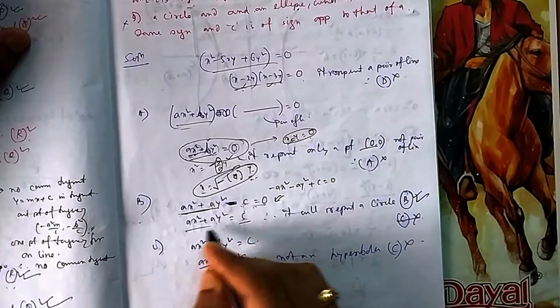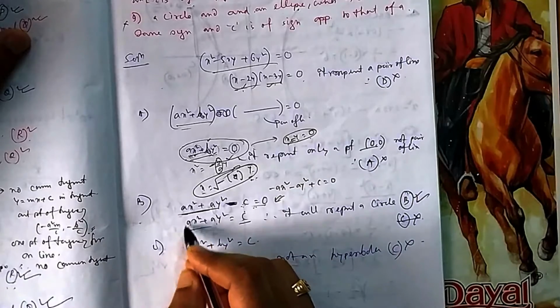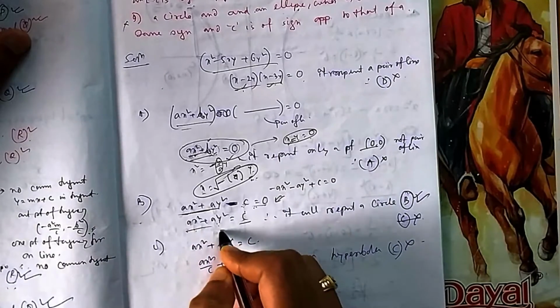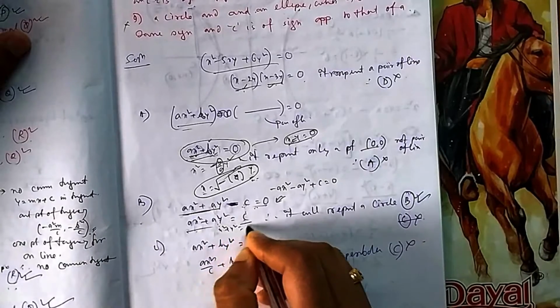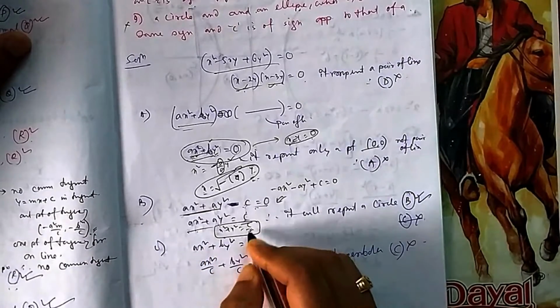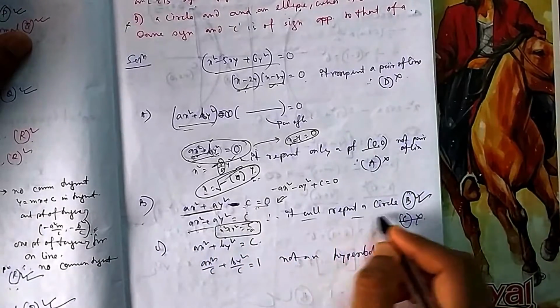So this is this. So if you divide by C, this side will be 1, A by C x square, A by C y square, A by C. Or you divide by A, it is x square plus y square is equal to C by A, which is a circle. Obviously it is a circle of radius root C by A. So it will represent a circle.